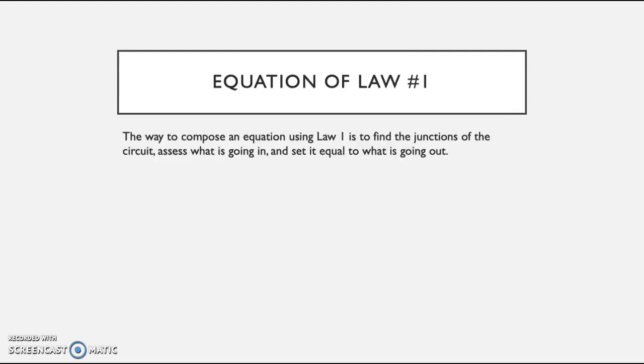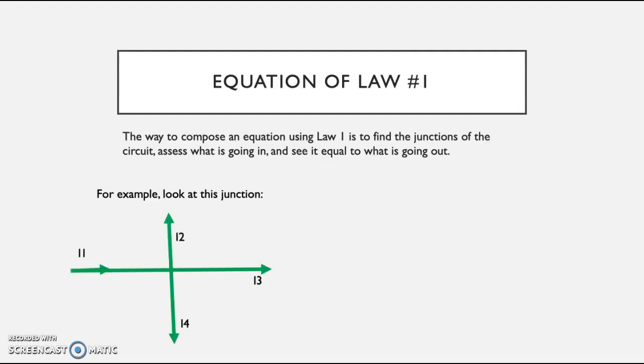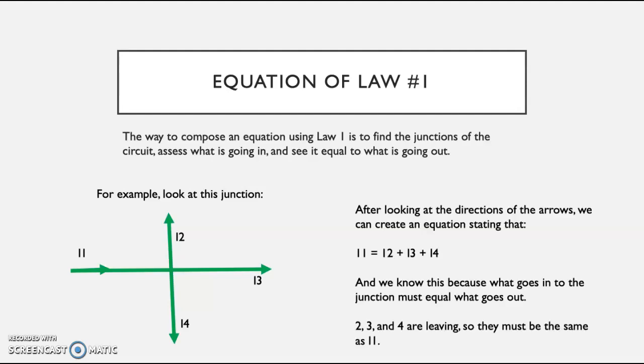So, an equation for Law 1. The way to compose an equation using Law 1 is to find the junctions of the circuit, assess what is going in, and set it equal to what is going out. For example, let's look at this junction. After looking at the directions of the arrows, we can create an equation stating that current 1 is equal to current 2 plus current 3 plus current 4. And we must know this because what goes into the junction must equal what goes out. 2, 3, and 4 are leaving, so they must be equal to current 1.